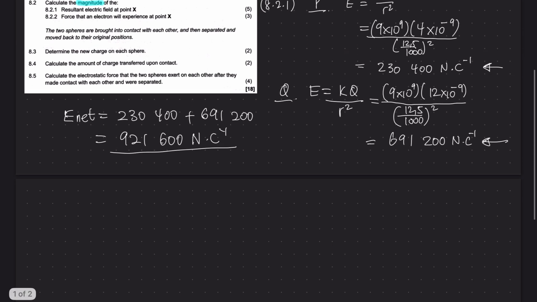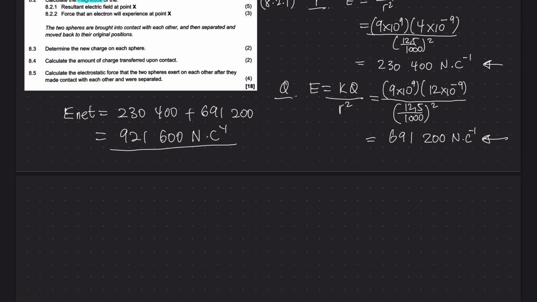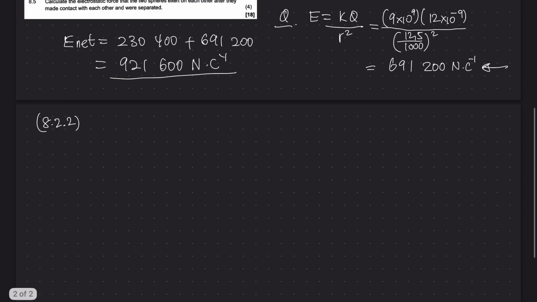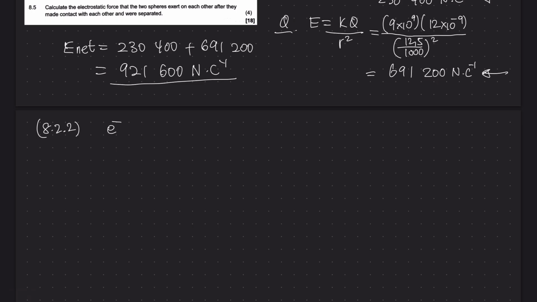Okay. Let's look at question 8.2.2. Calculate the force that an electron will experience at point X. So 8.2.2, an electron, right? We're just going to take the absolute value, meaning we're not going to worry about the negative. So the charge of an electron, we'll just take it as 1.6 times 10 to the negative 19. All right? If you wanted to, you could use minus. I mean, it's not going to make a difference. I'll show you why. And we know E net.